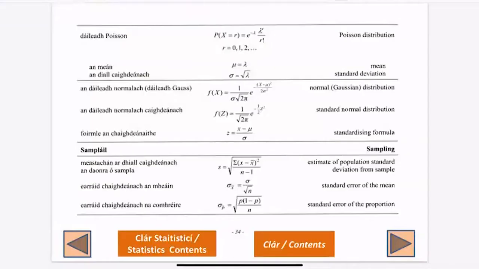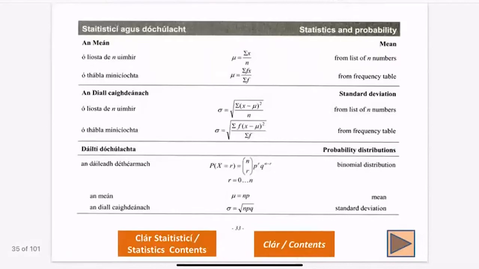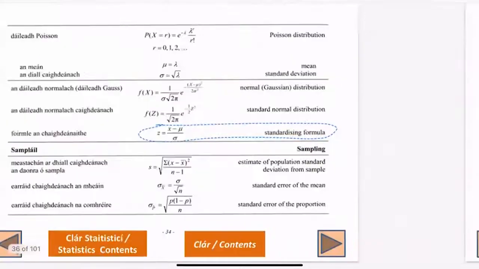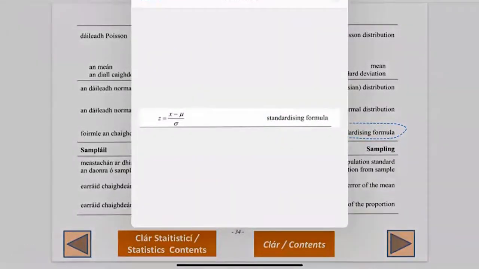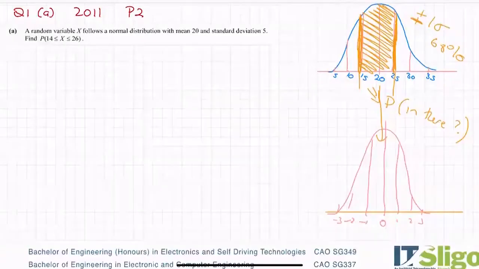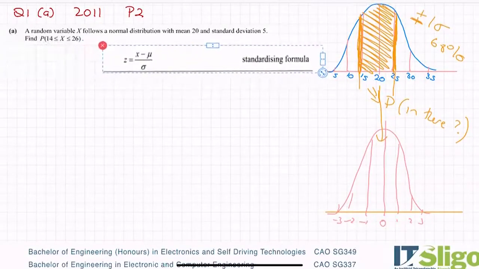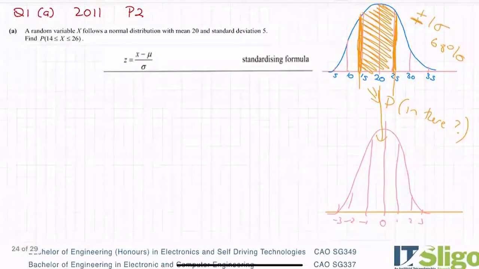Well, we do it using the normalizing or the standardizing formula, which is here on page 34 of the log tables. There's a few stats pages in the log tables, stats and probability. You have your mean, your frequency distribution table, and so on and so forth. And we'll come back to these a few times as we do this set of exam questions. This is from the log tables. It's our standardizing formula, and it tells you that a z-score is equal to the value that you're testing minus the mean over the standard deviation.